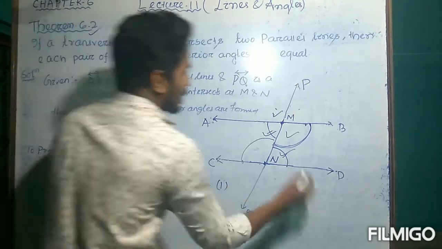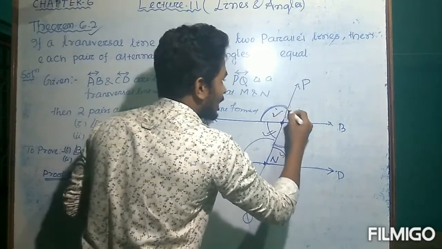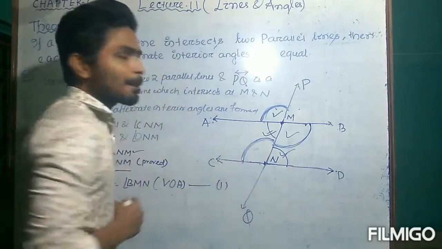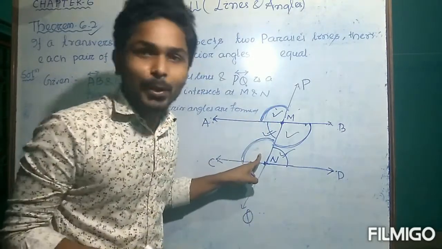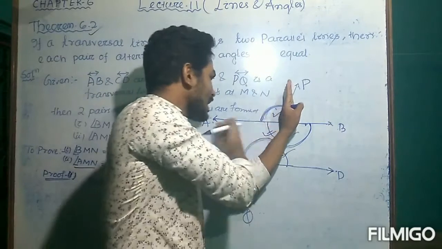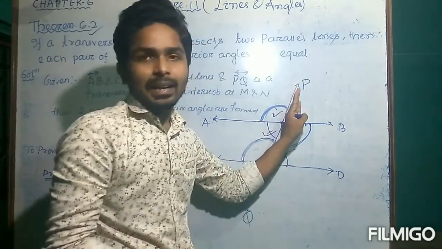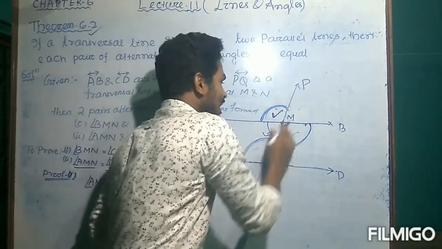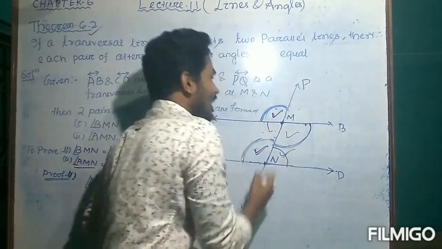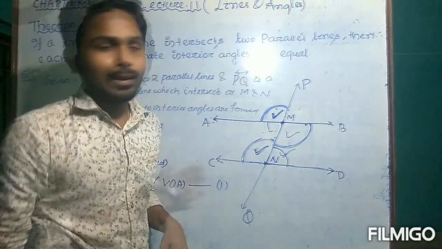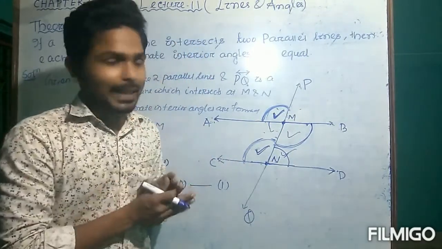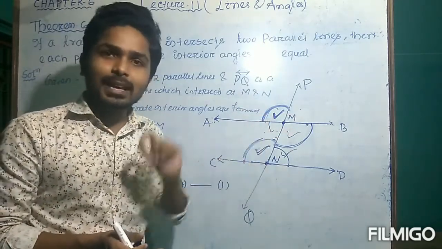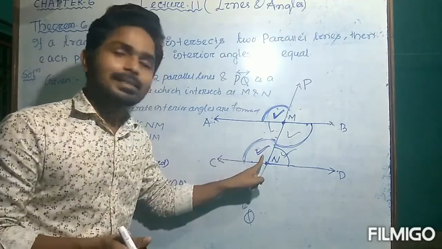Next, this angle is equal to this angle. What is the reason? Because these two angles are known as corresponding angles. These two lie on the same side, they are non-adjacent, and one lies towards the exterior and one towards the interior. Hence, this angle and this angle are equal. Why? Because according to axiom 6.3, if a transversal line intersects two parallel lines, then the pair of corresponding angles are equal. Hence, these two angles are equal.